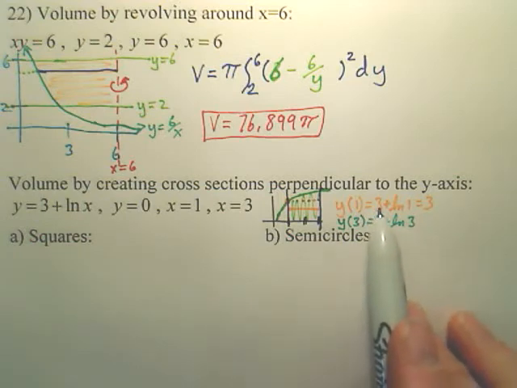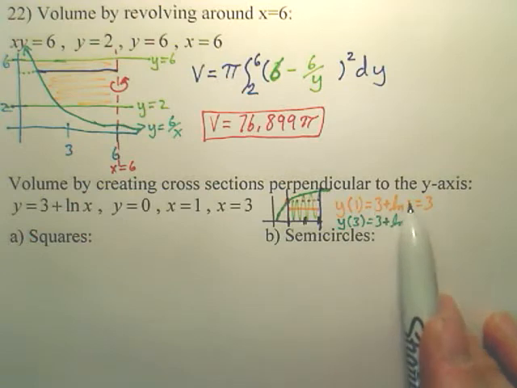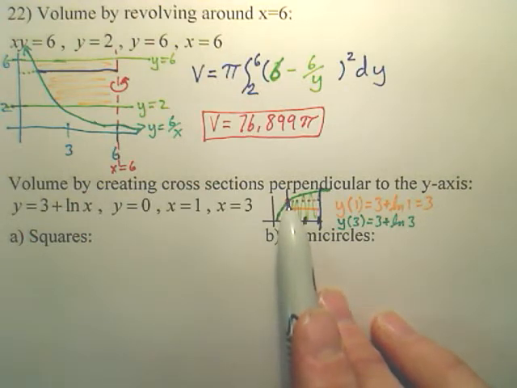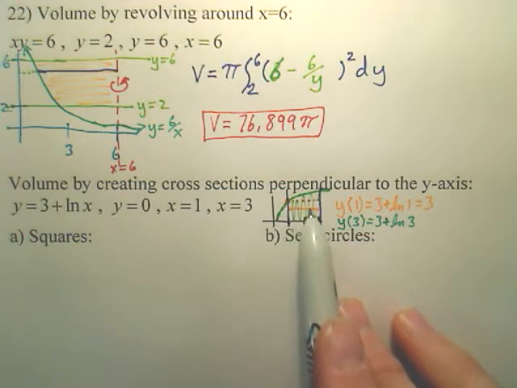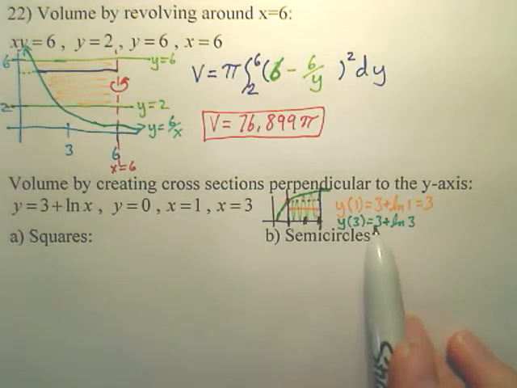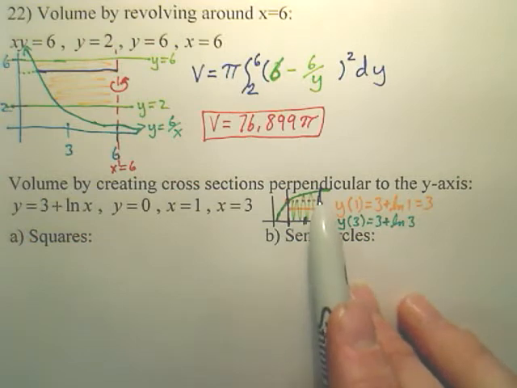Okay, now right here what you see is values. Y of 1, when you plug in 1, gives you 3. So what that's saying is at 1, bam, it hits at 3. That's a height of 3. Y of 3, when you plug it in, you get 3 plus ln 3, which I'm just going to leave like that. Don't worry about a decimal. That is my height right here.